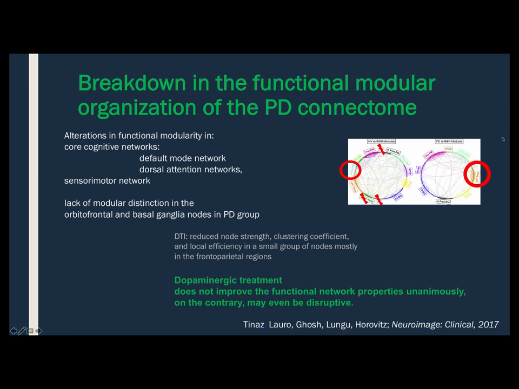So as I mentioned, we see this lack of modular distinction, in particular in the orbitofrontal cortex and the basal ganglia, which could be related to things that we see in the patients. We have alteration of modularity as well in some core functions that will affect any task, but also in the sensory motor networks.